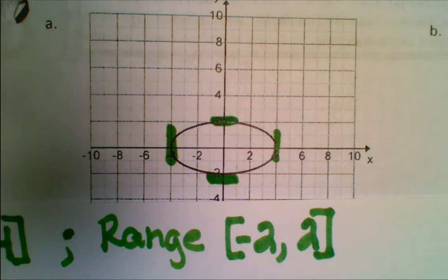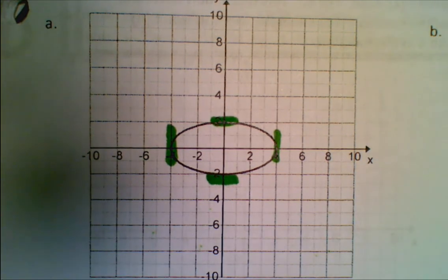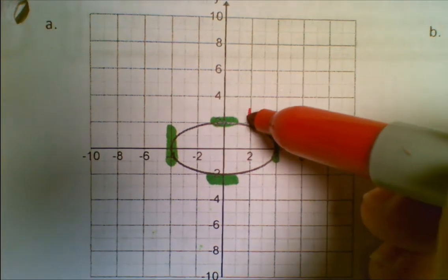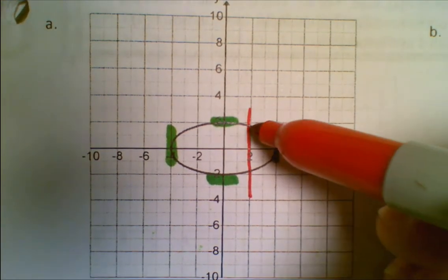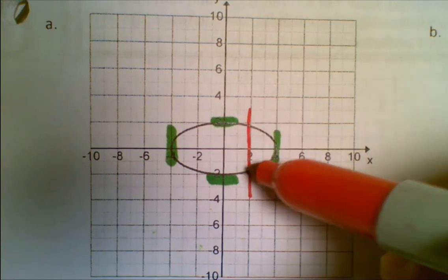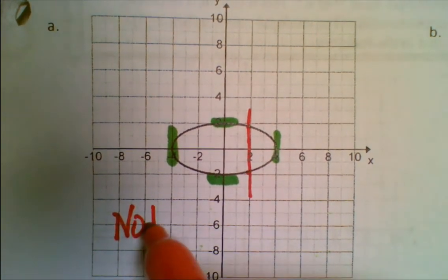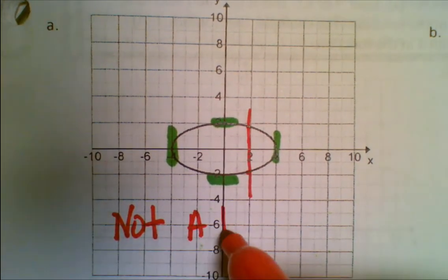And then the question is asking us, is this graph a function or not, by the vertical line test. So if we draw a vertical line anywhere, notice where the graph touches on the vertical line. It touches twice. So we would say that this graph is not a function.